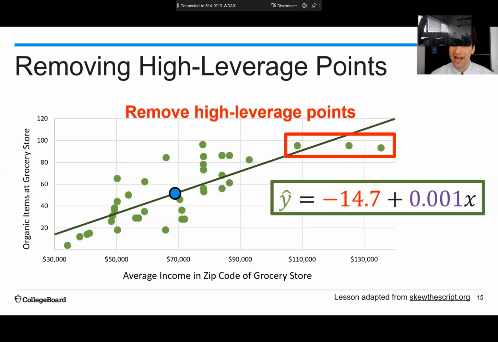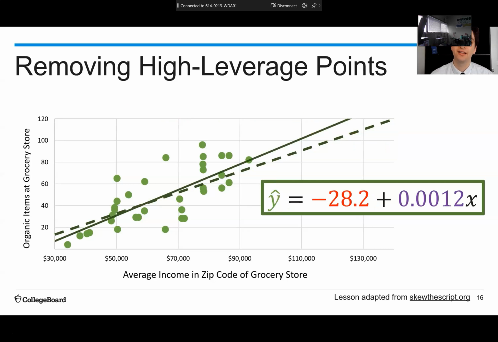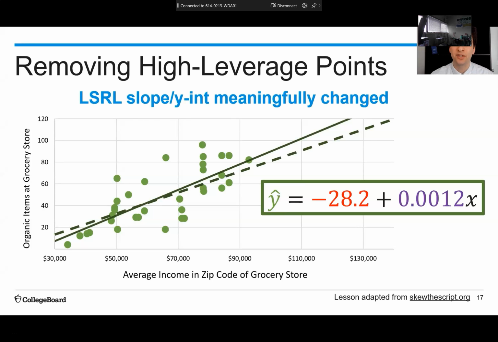When that happens, we can see here the line shifts a lot. Again, the dashed line is the original line. The solid one is the new one. And we can see a pretty substantial shift. Specifically, look at the equation, our y-intercept shifted a lot, went from a value of about negative 14 to negative 28. That's huge. So when you remove high leverage points, the least squares regression line, in terms of the slope and or its y-intercept, can be meaningfully changed.